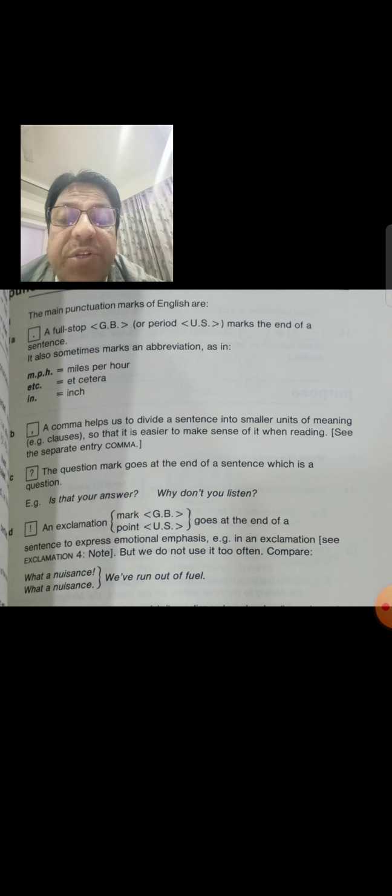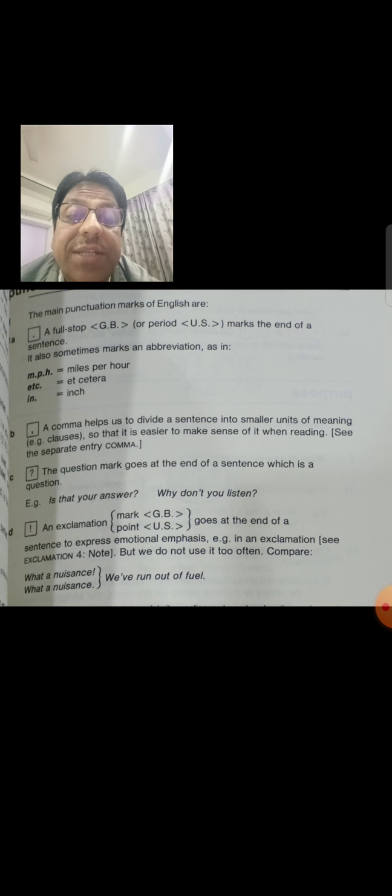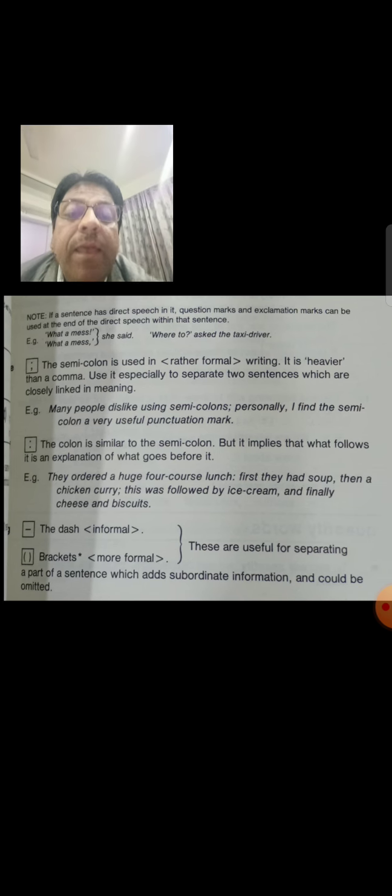Likewise, an exclamation is used. The question mark is used to mark the question. That is, is that your answer? As you can see on this page, why don't you listen? An exclamation mark, as it is in British English, and exclamation point in American English, goes at the end of a sentence which expresses emotional emphasis. The examples are: What a nuisance. What a nuisance, we've run out of fuel. So after what a nuisance, we put an exclamation mark.